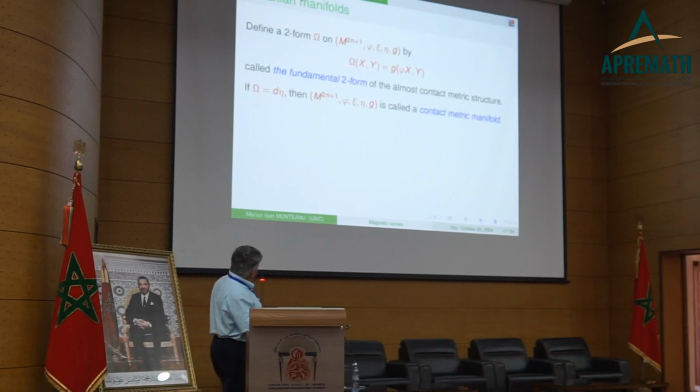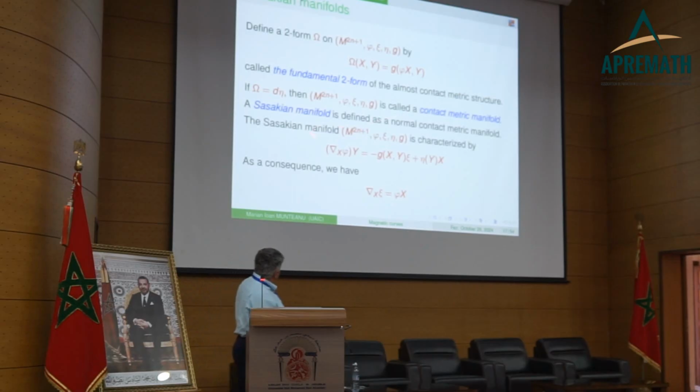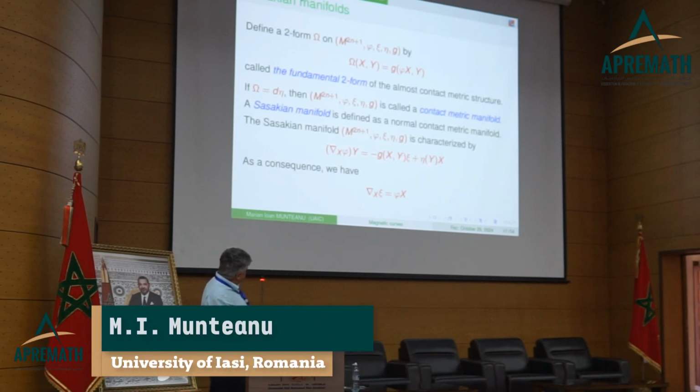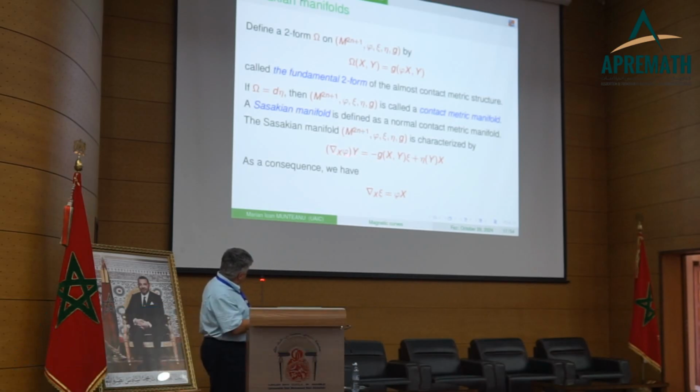We define a two-form, a fundamental two-form here, and if omega is d eta, we have the notion of contact metric manifold. A Sasakian manifold is a normal contact metric manifold. Contact is here, normal is characterized by the normality condition: a tensor must vanish. But we have this tensorial characterization of Sasakian manifolds among almost contact metric manifolds. This is an equation which gives the covariant derivative of phi, and as a consequence we have also this one.